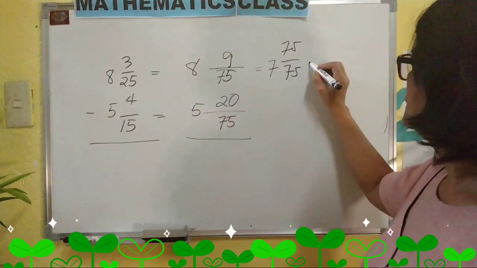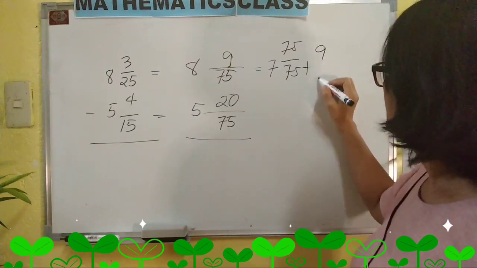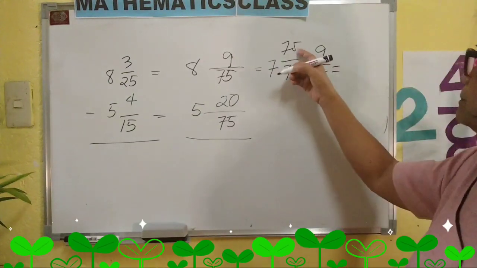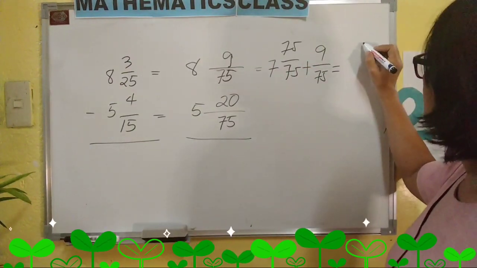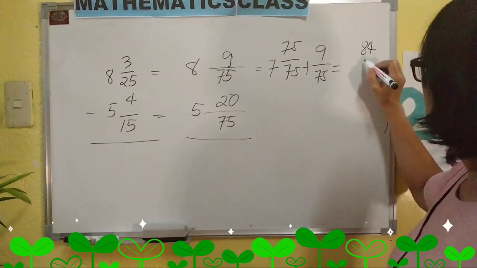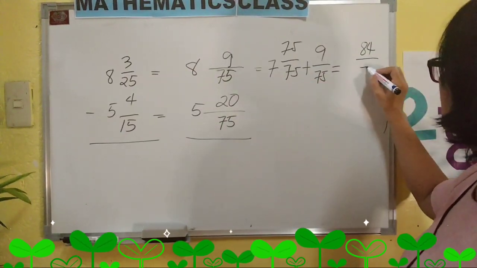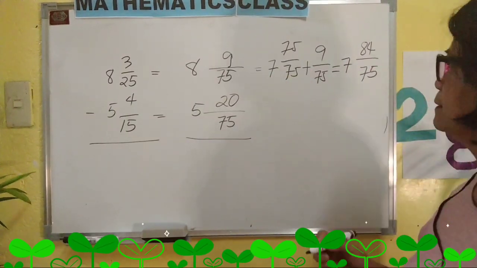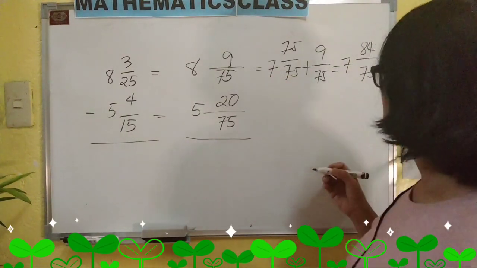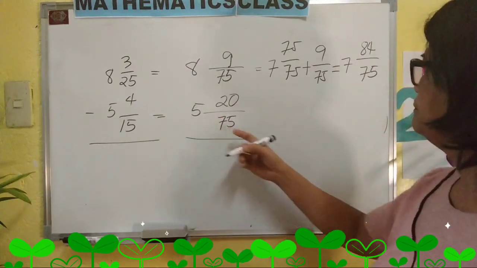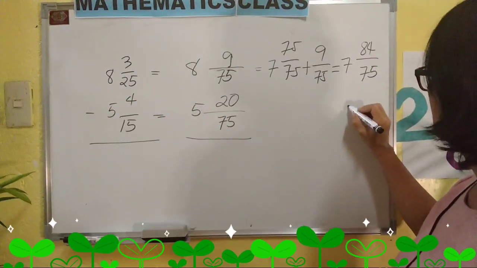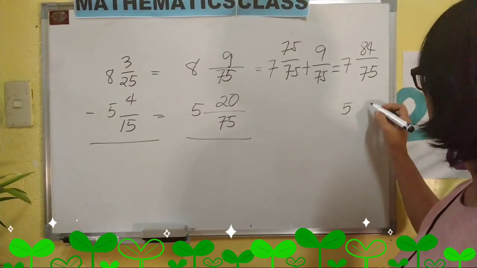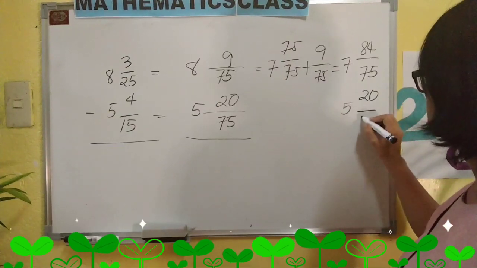Then add 9 over 75 equals 75 plus 9 equals 84. Common denominator is 75. Then the whole number is 7, minus 5 and 20 over 75.